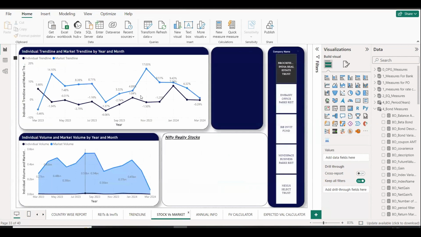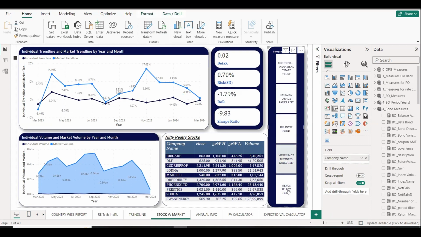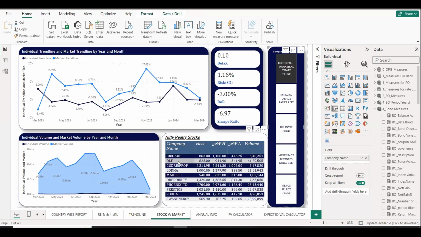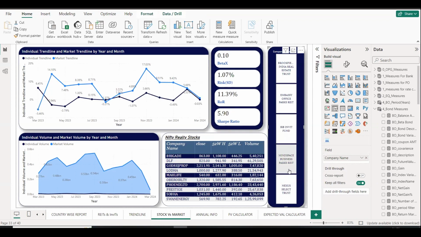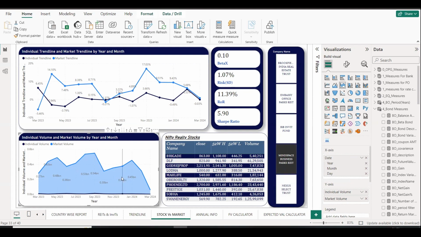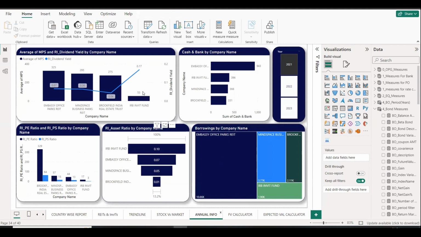Moving on to the next page, it's a comparison of each individual stock with the index. The index we have chosen here is Nifty Realty, which contains the real estate investing companies. The list is given here in this table, and these are all the measures that we use to analyze whether a stock is overperforming or underperforming compared to the index or the market, or whether it has a good return compared to its risk. And this chart here is just the comparison of how the volume is different for the market as well as an individual stock.